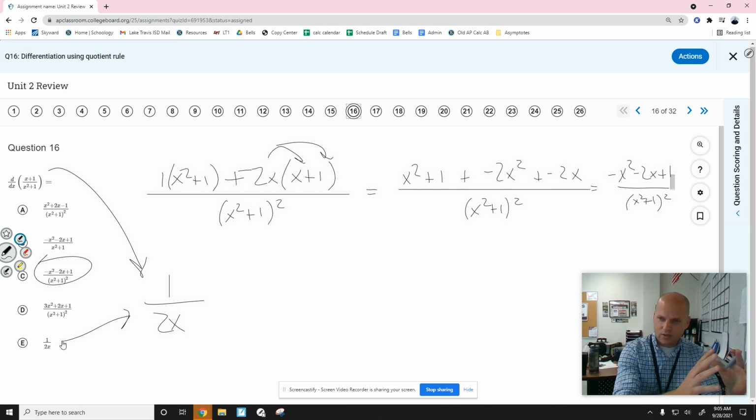Don't look at the answers. Don't let the answers lead you in a direction that is just wrong. This 1 over 2x is just wrong. It is the test makers trying to trick you. So do your work first. Get your answer. Be confident in what you do. Know that maybe you need to simplify.